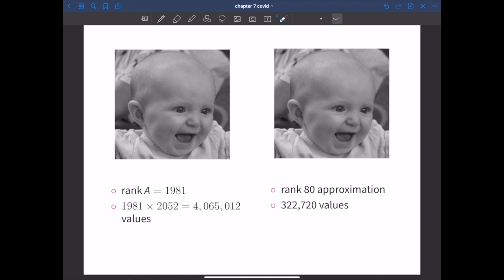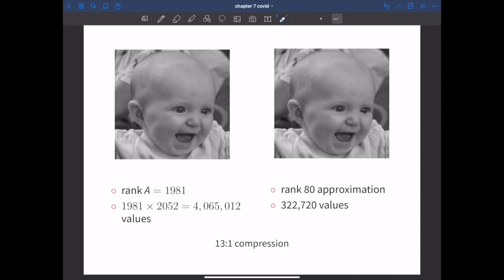Okay, and for the image on the left, you have to record 4 million values. For the image on the right, you only have to keep track of 300,000 values, or 322,000 values. Okay, and so it turns out you get a 13-to-1 compression of the image just by taking a lower rank representation of this image.